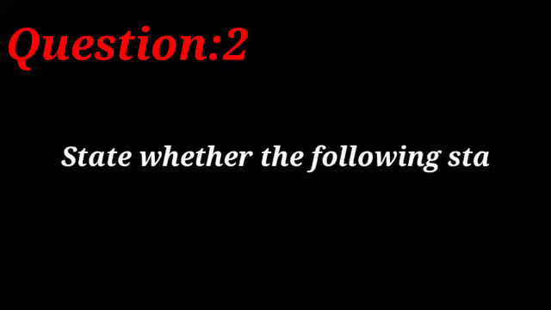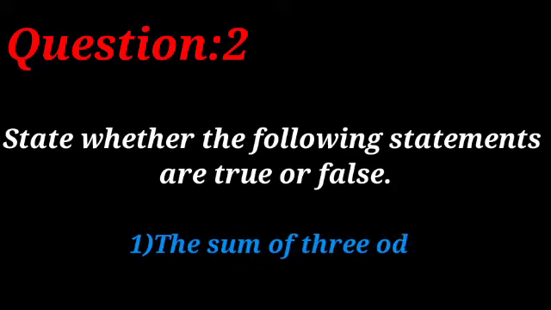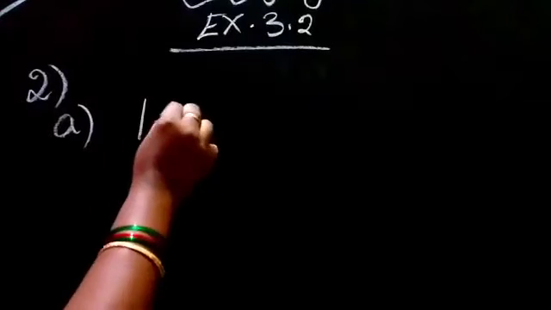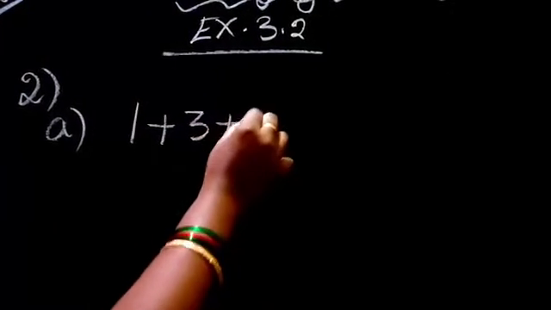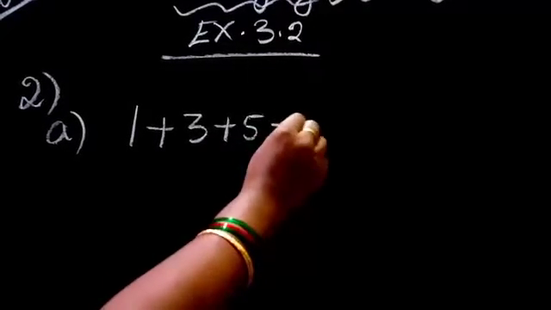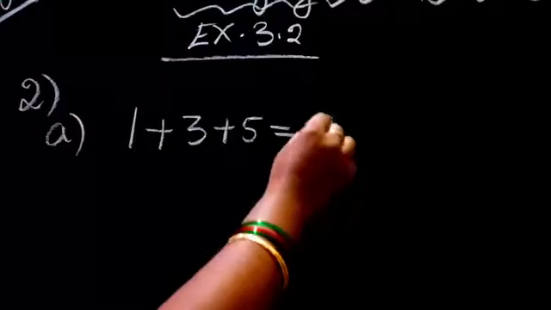Second question is, state whether the following statements are true or false. In that, the first question: the sum of three odd numbers is even. 1 plus 3 plus 5. These are three odd numbers we are going to add. So 1 plus 3 is 4. 4 plus 5 is 9.